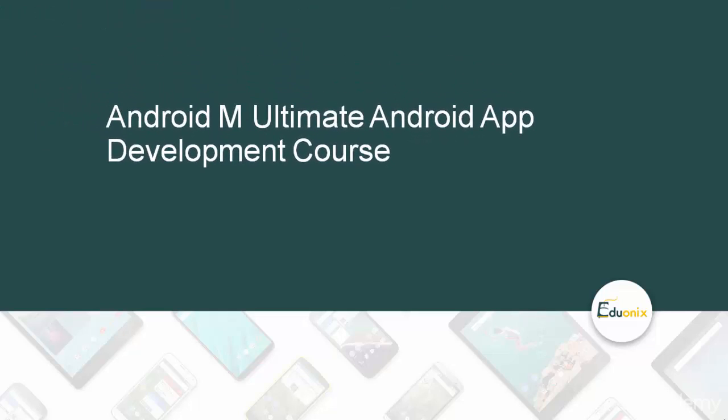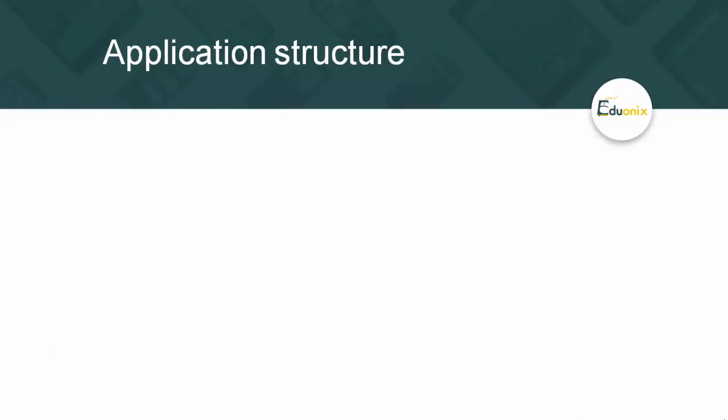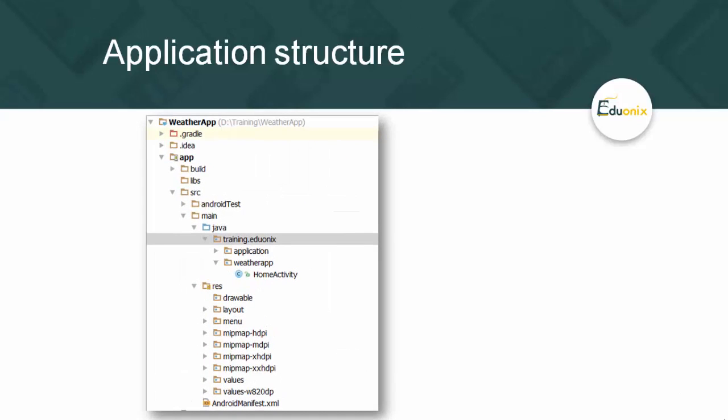Welcome back. In this section, we will discuss the application structure. An Android application contains the source code and the resource files that are structured across different folders. A number of these files are generated by default when you create a new project. However, there are some that we need to create if needed.